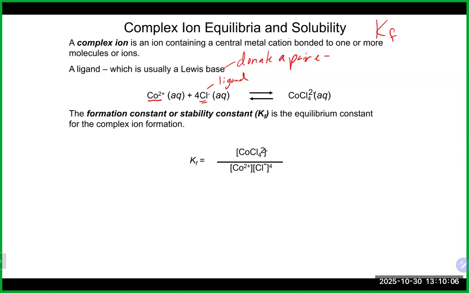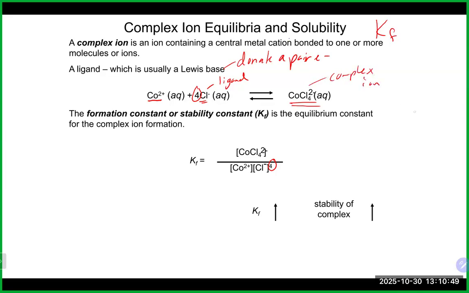We could write an equilibrium expression for this, which is our products over our reactants. And it is our complex ion over our cobalt, and once again, we are still using our normal coefficients as the exponents here. This is the formation constant, which is the equilibrium constant for a complex ion. As the KF value increases, the stability of the complex ion also increases. So again, if we have a large value for K, we would expect mainly products, and products here is our complex ion.